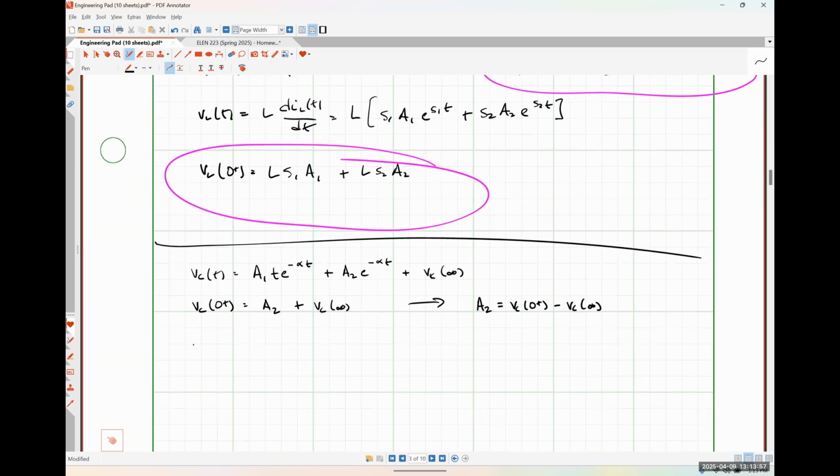And then our capacitor current is going to be C, and then, let's see, I don't remember this one. Somebody let me borrow a table real quick. I don't want to do gross derivatives in my head. Thank you. Negative alpha A1 t e to the negative alpha t plus A1 minus alpha A2 e to the negative alpha t. Thanks.